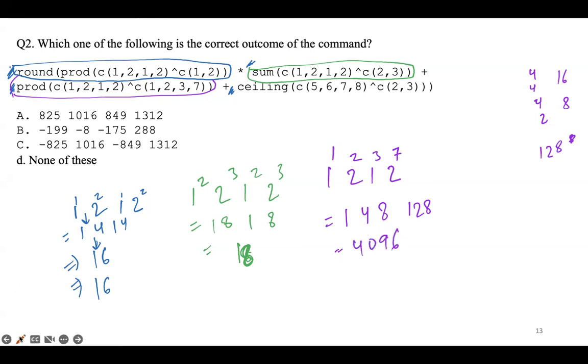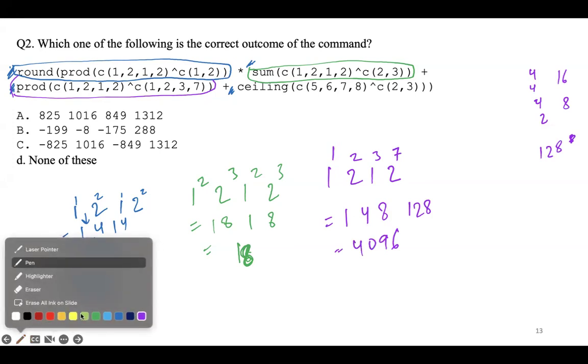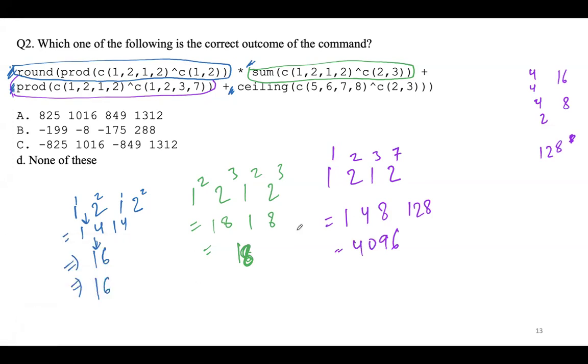Okay. Then we have this one. So 5, 6, 7, and 8. Okay, now we're dealing with larger numbers. 216. 216, 49, and what is 64 into 8? 512. Okay. Yep. And then it says ceiling.